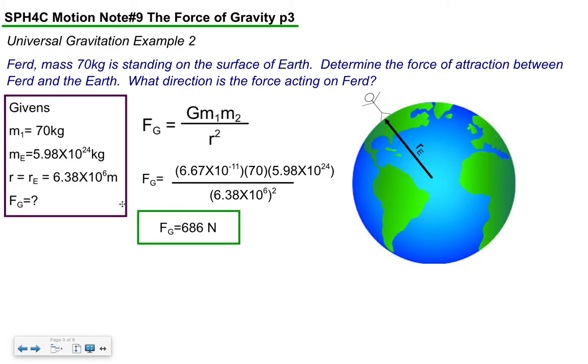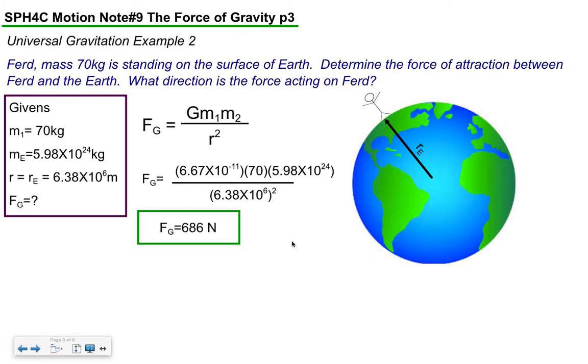Okay, anyway, these two pieces of information, if I gave you a question on a test, I would tell you that stuff. That's the mass of the Earth and the radius of the Earth, so you don't need to know those things. Yeah, so those are the givens. You need to know the two masses and the R, right? And R in this case is the distance from Ferd to the center of the Earth.